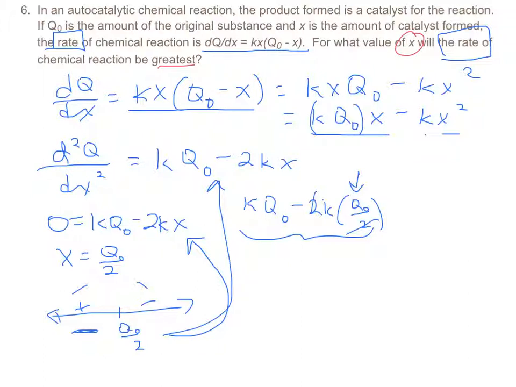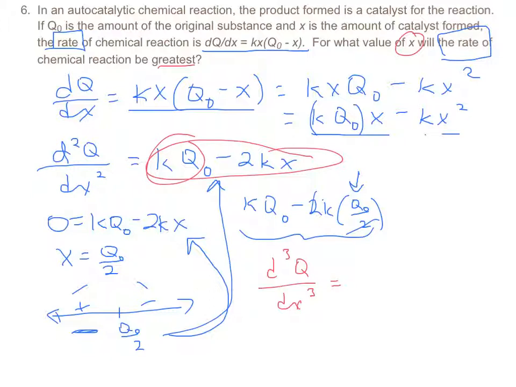Because this is a little odder to do a sign chart, you could instead take the next derivative and check the concavity. If you wanted to, I'll just show you that real quick. So this would be like this, and you would end up with the first term's derivative being 0, and the second term's derivative being negative 2k, which is a negative value. That means the original function is concave down, and since we had a critical number in a concave down interval, it would have to be a maximum. So we are in fact maximizing the rate of chemical reaction.